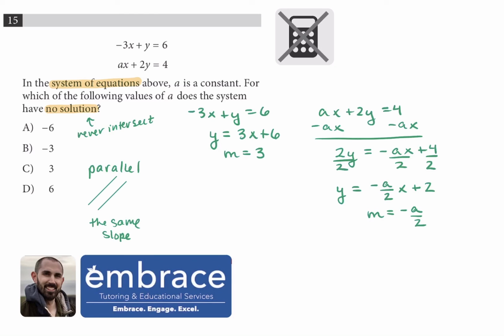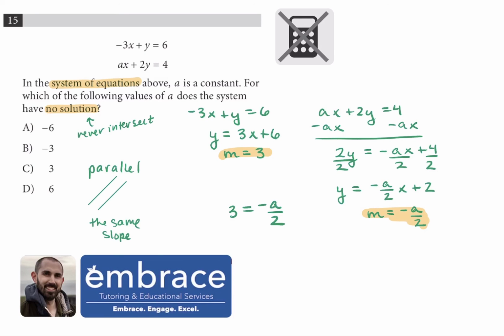Now, because we know these have no solutions, it means that these two lines never intersect, which means that they have the same slope because they're parallel. So if I know the slope of the first one is 3 and the second one is negative a over 2, I know that they have to be the same in order for these two to have no solution, or never intersect.